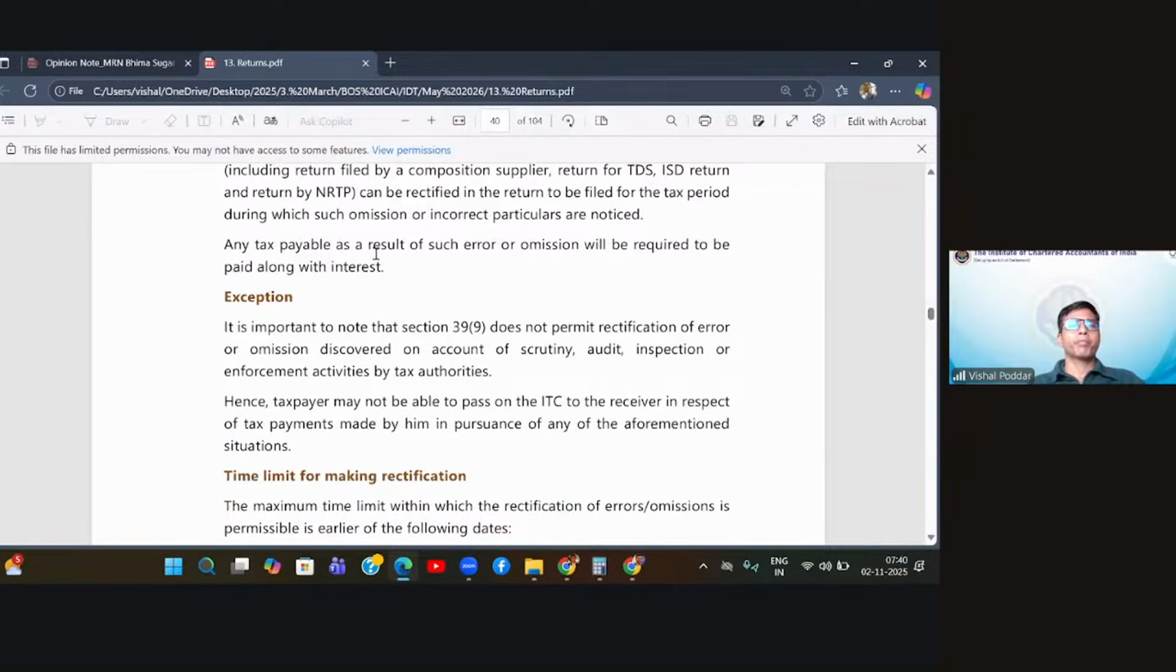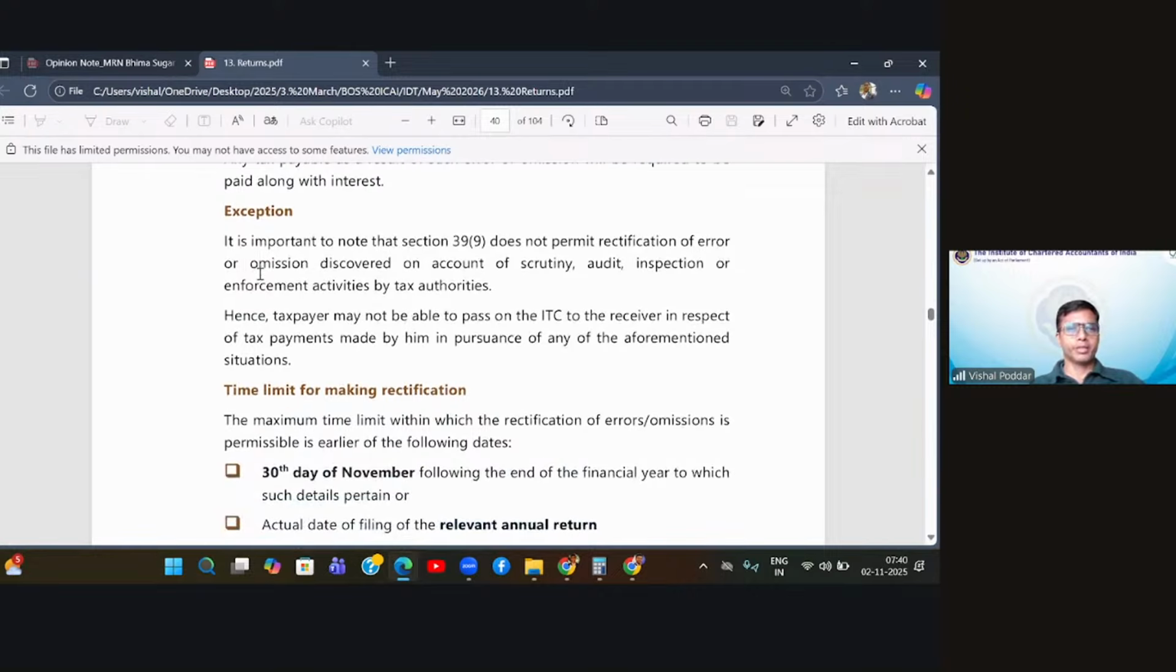Any tax payable as a result of such error or omission will be required to be paid, and obviously along with interest. Now, the exception is, it is important to note that this section does not permit rectification of error or omission discovered on account of, very important. Means what? So if any scrutiny, audit, inspection has happened, so some action by the department is taken, and basis the action by the department, if now you want to change it, that is what is not permitted. Means action by the department will not come under rectification.